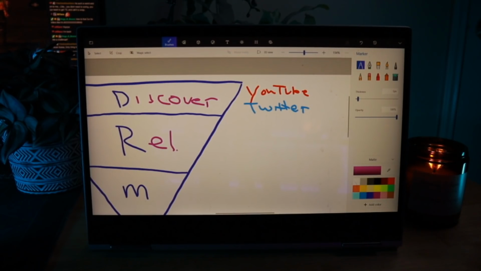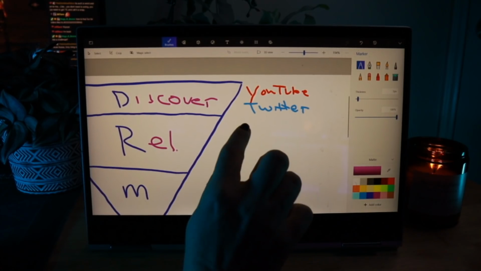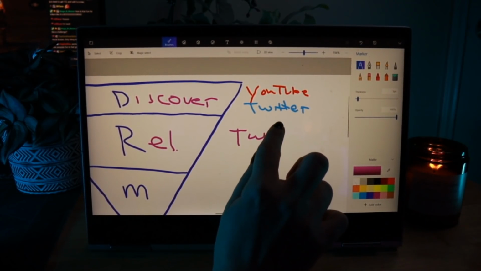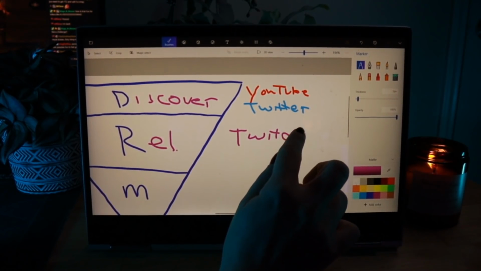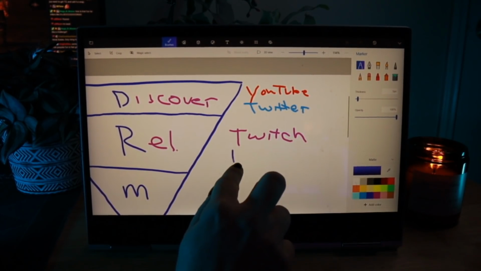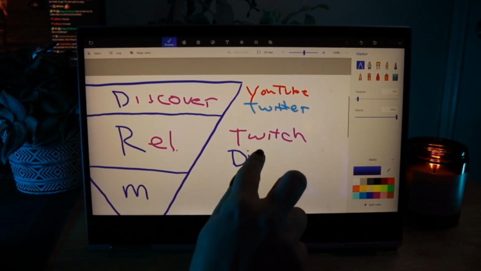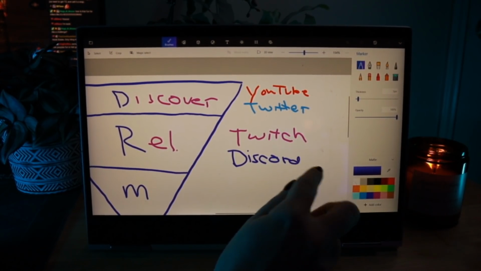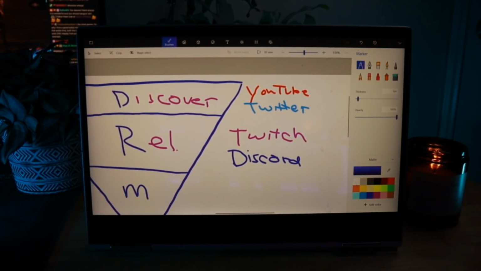These are platforms that you're going to use to grow closer with the people who have discovered you on YouTube or Twitter. These can be platforms like Twitch, which I believe is one of the best places, and another one you might not expect is Discord, which is an online chat. Y'all know Discord. You better know Discord. So Twitch is a live streaming platform.